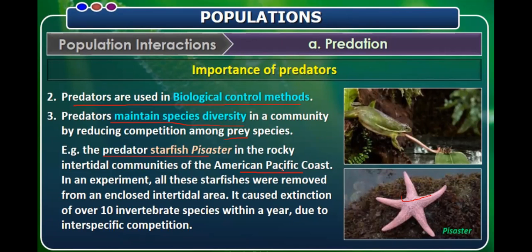It is present on the American Pacific coast. All these starfish were removed from an enclosed intertidal area. It caused extinction of over 10 invertebrate species within a year due to interspecific competition. So if it is there, it maintains the population of prey. But if it was removed, because of overcompetition, almost 10 invertebrate species became extinct within a period of a year.